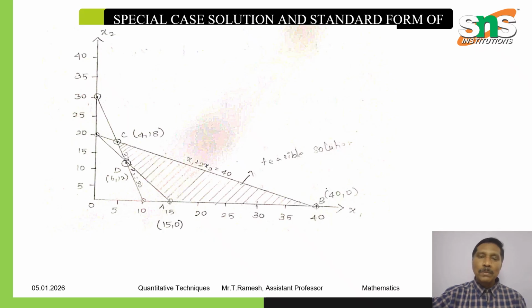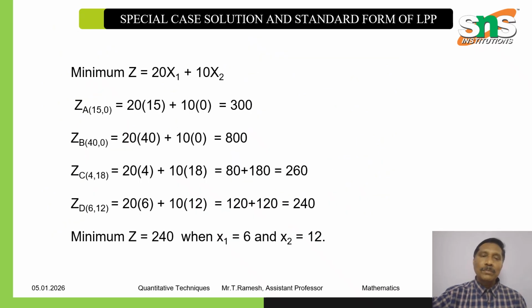Substitute all the points into the objective function. We get the minimum value. So the objective is 20x1 plus 10x2. The coordinate point of A is 15, comma 0. Substitute here. We get 300. The coordinate point 40, comma 0. Substitute here. It is 800. The coordinate point of C, 4, comma 18. Substitute here. We get 260. The coordinate point 6, comma 12, substitute here it is 240.